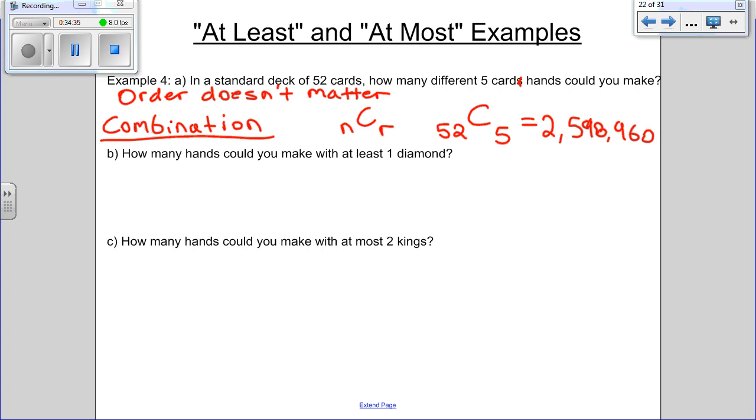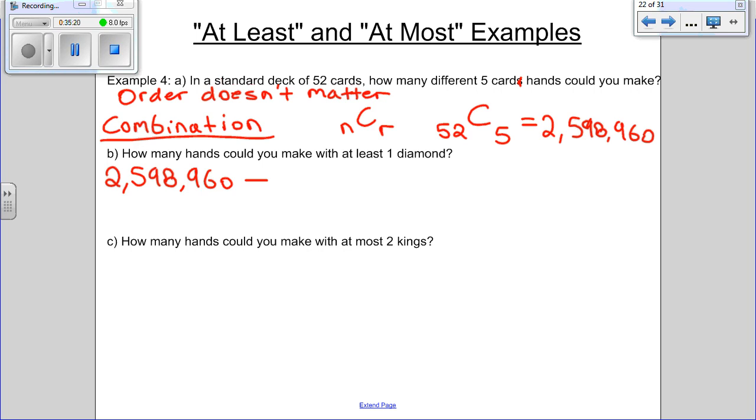If I want at least 1 diamond, what am I saying? I'm saying I don't want 0 diamonds. So I'm going to take my total possibilities, 2,598,960, and I'm going to subtract as if I got no diamonds. If I get no diamonds, how many cards do I actually get to choose from? It would be 52 minus 13. I'm really only choosing out of the 39 cards. So I'm not allowed to choose one of the diamonds. That's where people get confused.